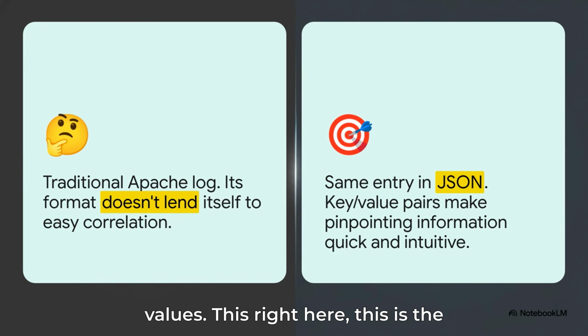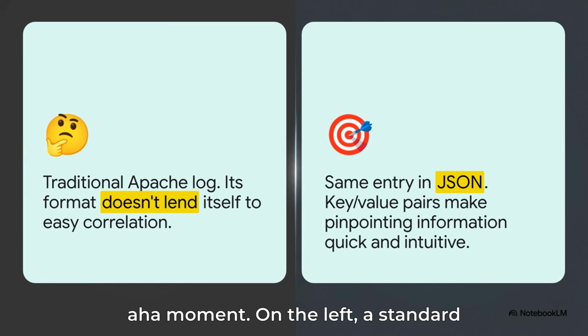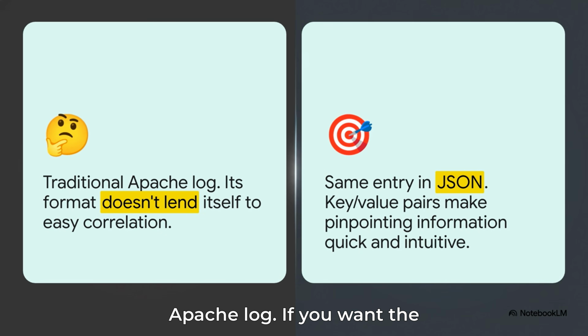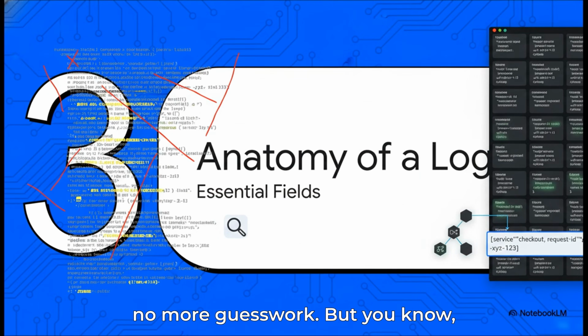This right here, this is the aha moment. On the left, a standard Apache log. If you want the status code, you gotta know its exact position or write some crazy regex. On the right, it's just status. The data describes itself. You can ask for the IP, the method, the path, all by name. No more guesswork.